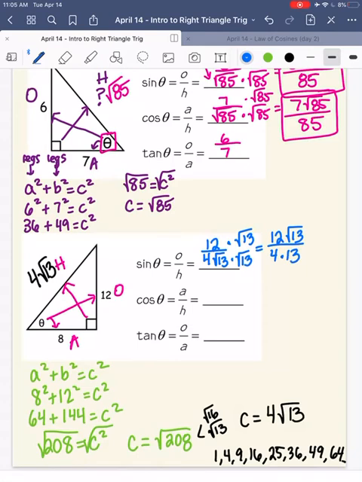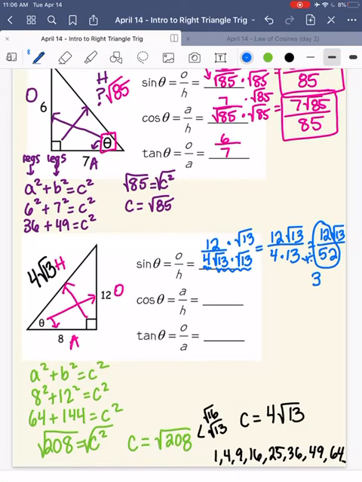Does everybody kind of remember those steps? So bring the 4 over, and then root 13 times root 13 is plain 13. And so now we're going to have 12 root 13 over 52. And now I'm just going to simplify this fraction. Okay? So I think 4 is the largest number that'll go into it. We'll see if that simplifies it all the way.